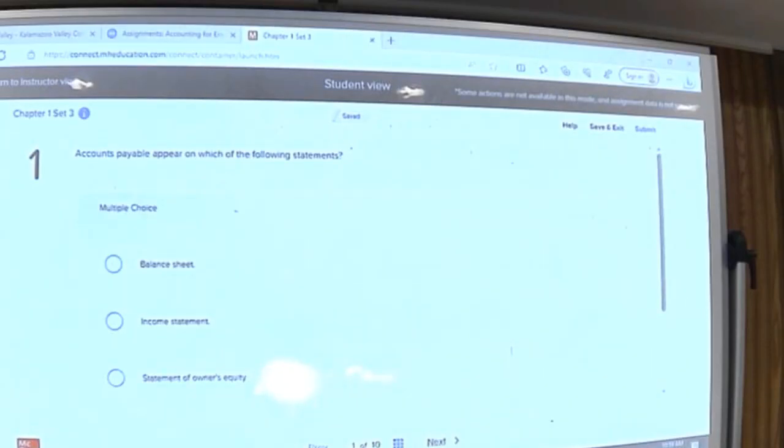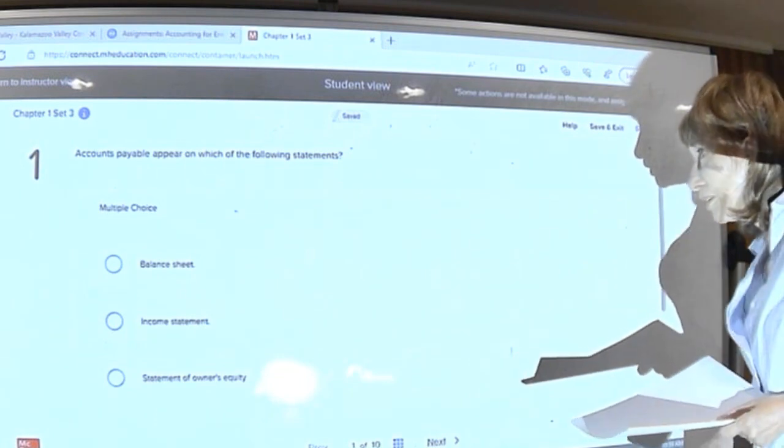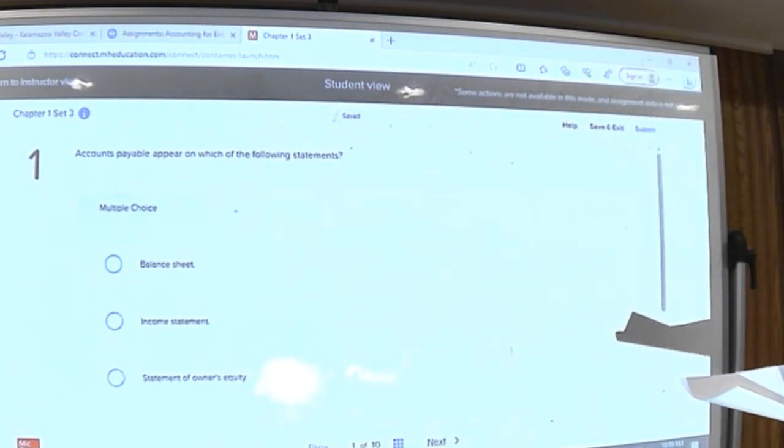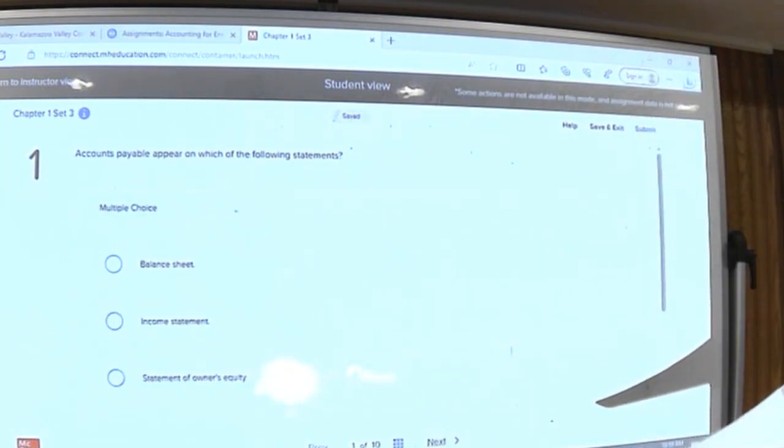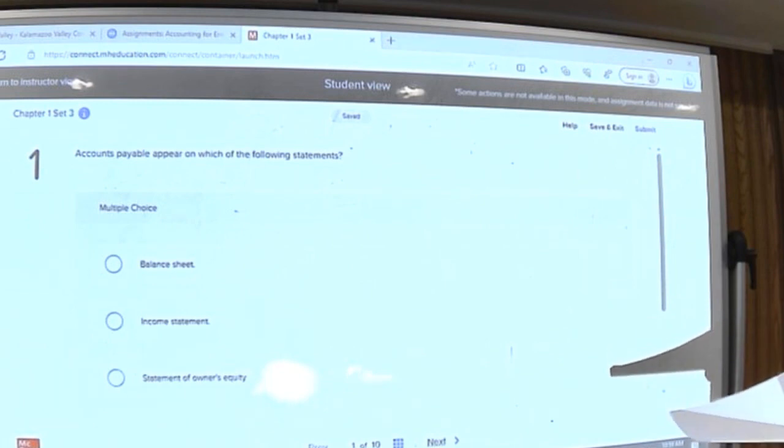Here is your final set of homework. Your next task then would be to prepare for your quiz, and you'll have a tutorial to help you prepare for that quiz, sort of direct you to which questions you need to review to do well on your quiz. But anyway, here we are with Chapter 1, Set 3.